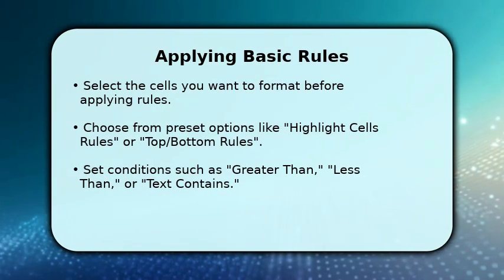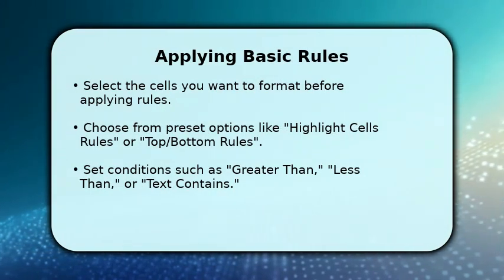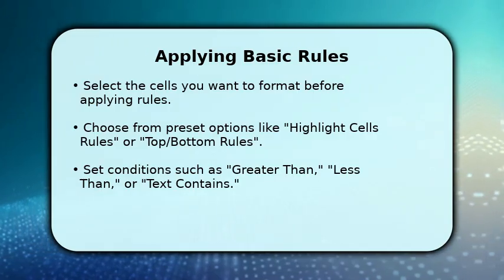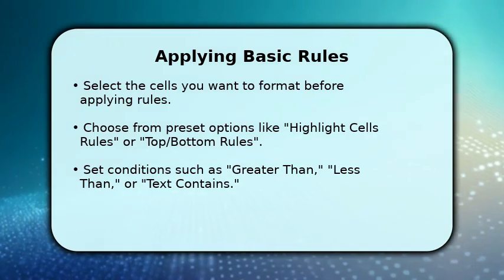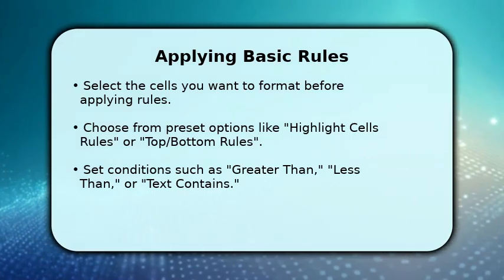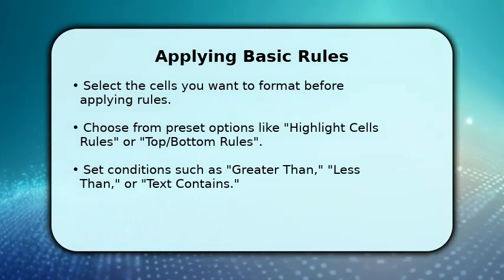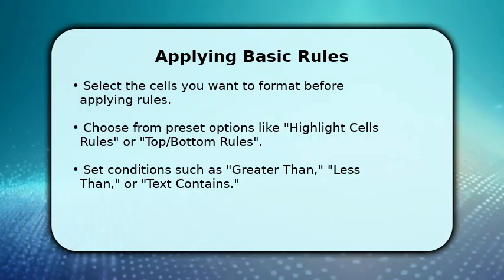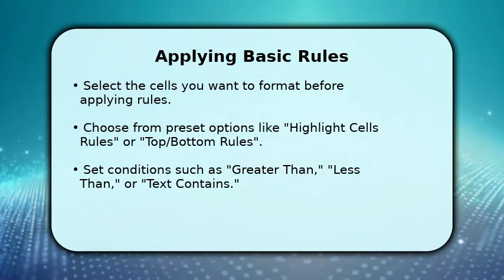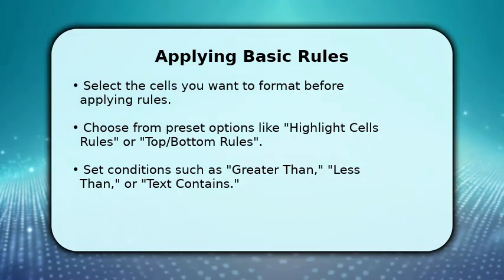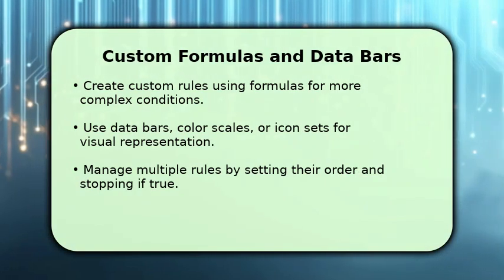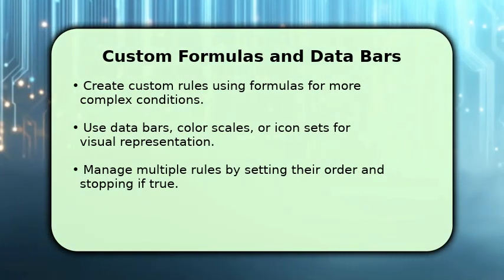To apply basic conditional formatting, first select the range of cells you wish to format. Then, navigate to the Conditional Formatting menu. Here, you will find several preset options, such as highlighting cells that are greater than a specific number or identifying the top 10% of values. Simply choose your desired rule and specify the condition and formatting style. It's a straightforward process.